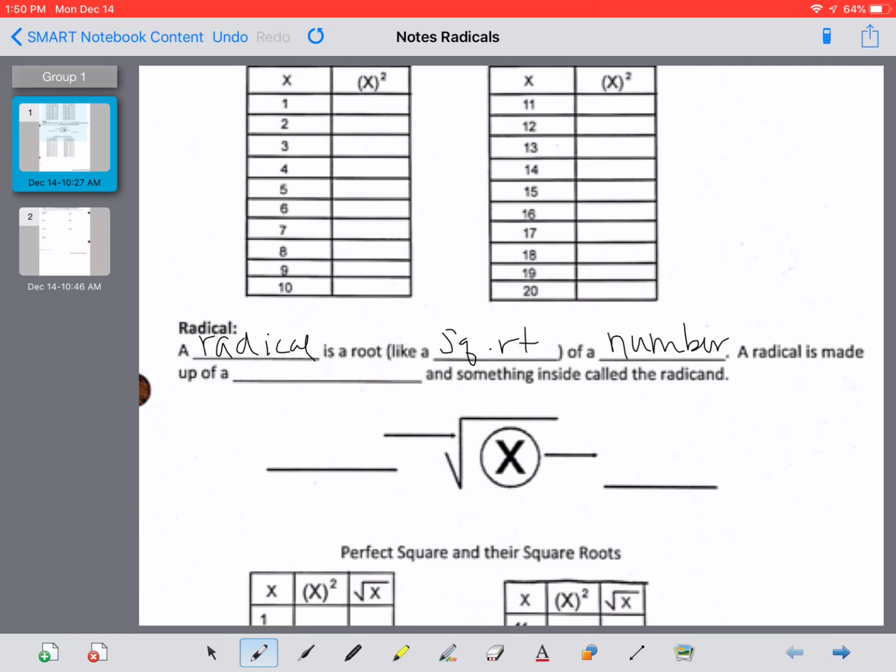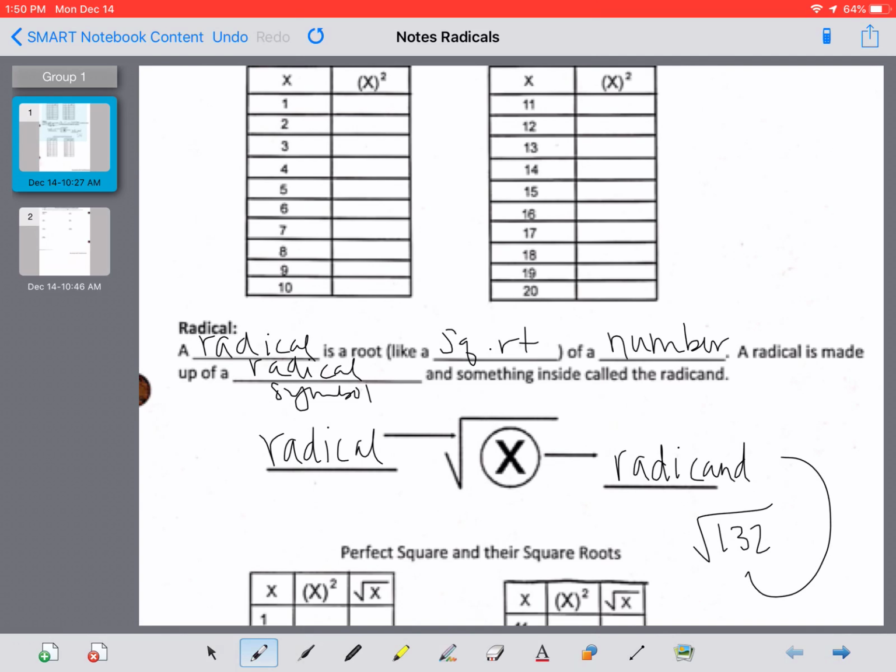A radical is made up of a radical symbol and something called the radicand. So in this diagram here we have the square root of x. That expression there, that would be our radical. And then the number underneath the radical symbol, that's what is called the radicand. So x, that would be your radicand. If we wrote the square root of 132, 132 would be the radicand. So the number underneath of the radical symbol is called the radicand.